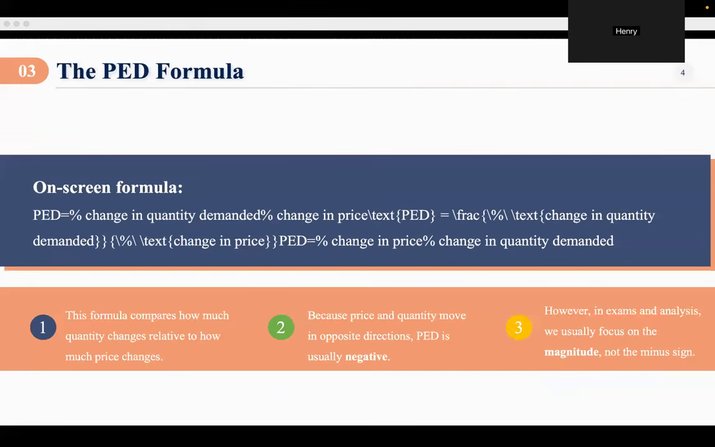The formula of the PED is percentage change in quantity demanded over percentage change in price. This tells us how much quantity changes relative to price. Now, there is an important detail. Price and quantity demanded move in opposite directions, so PED is usually negative. However, we typically focus on the magnitude, not the sign. So we often ignore the negative and treat elasticity as a positive value.